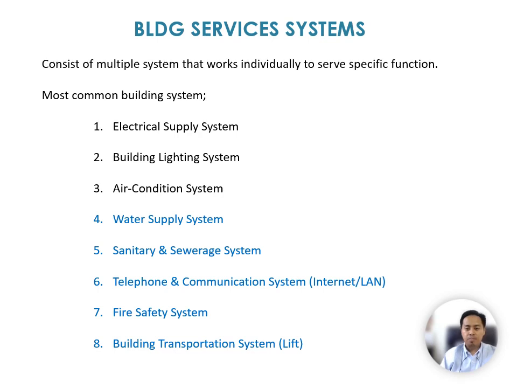From our previous Part 1, we already covered building system number 1, 2, and 3, which is electrical, lighting, and air conditioning system. To continue, today we're going to cover the remaining 5 building systems, which is water supply system, sanitary and sewerage system, telephone and communication system, internet or LAN, fire safety system, and lastly, building transportation system.